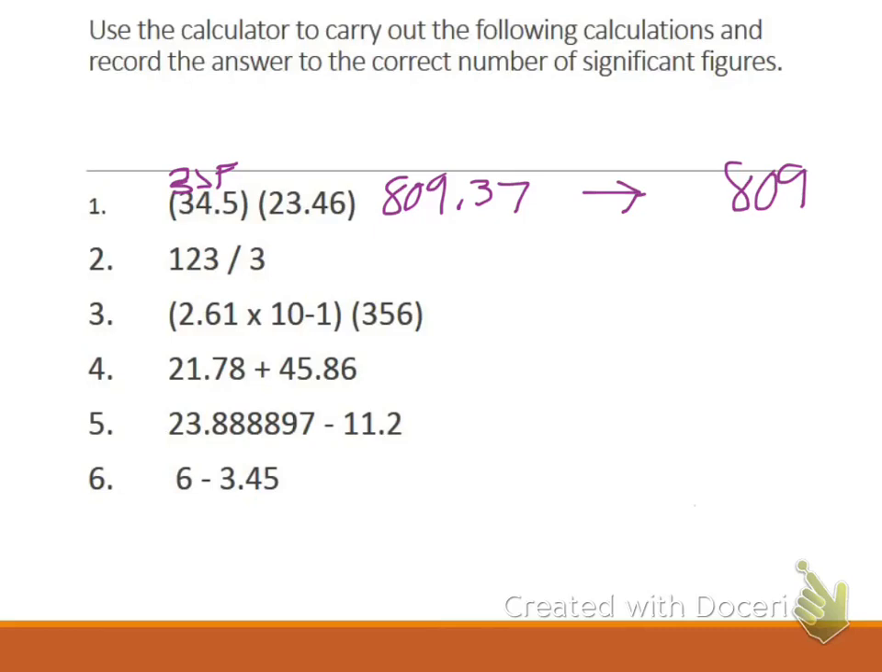But if when you rounded it became like 800 or something, would you have to put a decimal? Yeah. And there are times when you have to put the number in scientific notation to get the right number of sig figs.